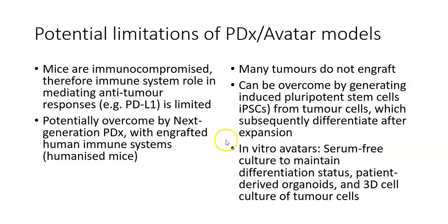So the next possible way to go, if PDX has become too laborious to do on a patient-by-patient basis, is whether we can do in vitro avatars. And in vitro avatars are basically growing the patient cells in a 3D cell culture system that maintains a differentiation status, and then maybe we can get a better hit rate on growing these cells and testing a wider range of drugs.